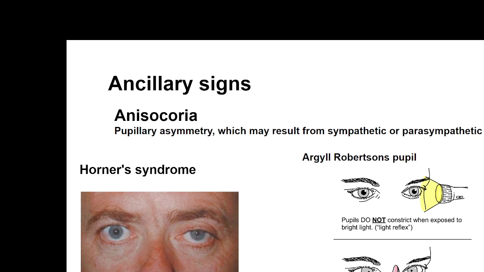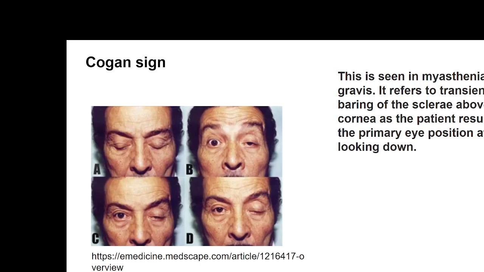So Argyll-Robertson pupil is a situation where there is an abnormal reaction to light, as well as to the accommodation reflex, like when the patient is asked to look at an object from a distance to a proximal position, the pupils are not constricted. Then there is Kocher's sign, where the patient is not able to close the eyes properly, and whenever the patient attempts to open the eyes, initially a major portion of the sclera becomes visible.